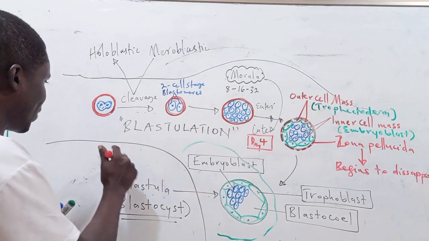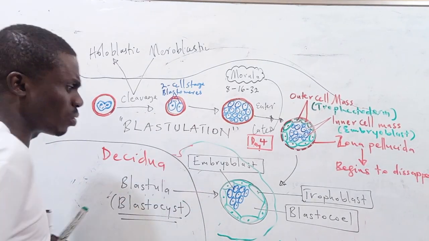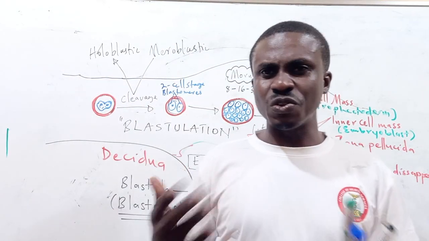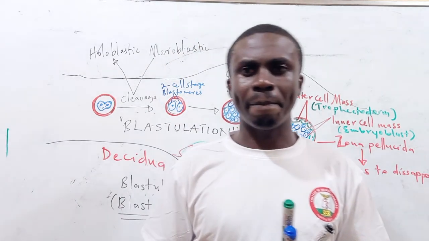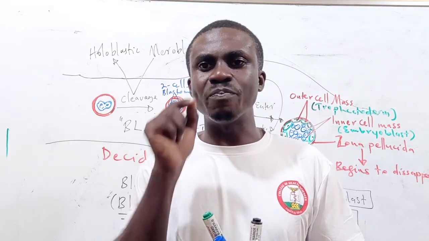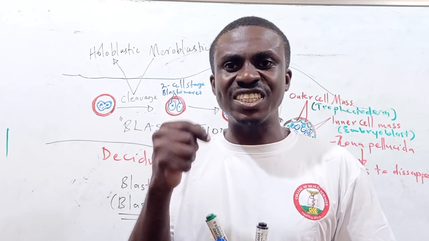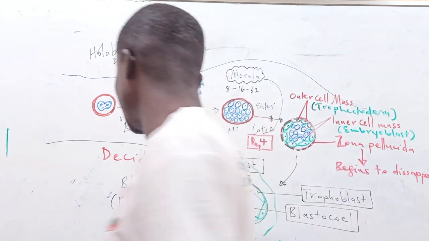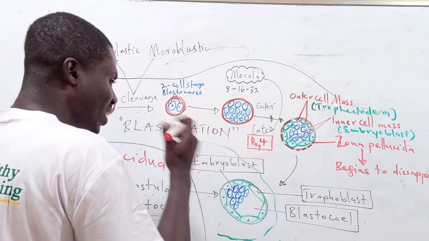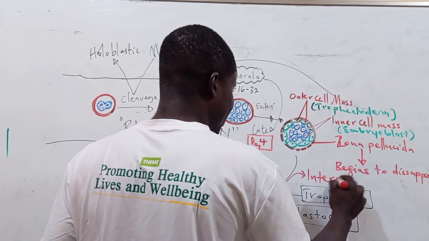I want you to put it over here: decidua. It will be covered with that kind of decidua. I'll explain the decidualization in our videos as we move on. This type of implantation, I want you to be aware of it. We call it interstitial implantation. The type of implantation in which there's complete burrowing, in the case of human beings, is what we call interstitial implantation.